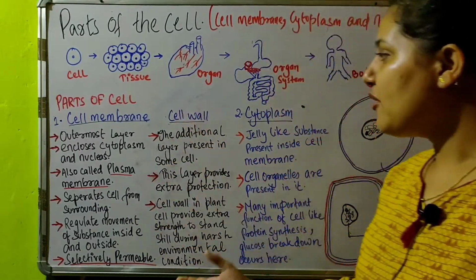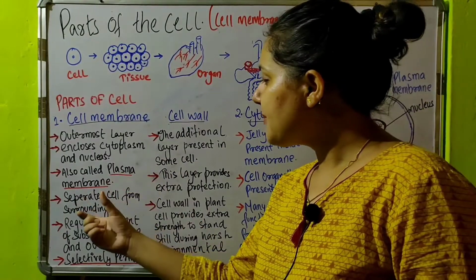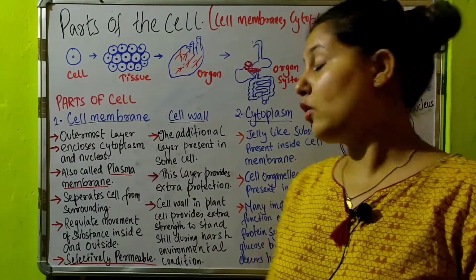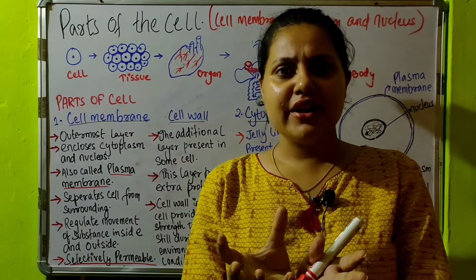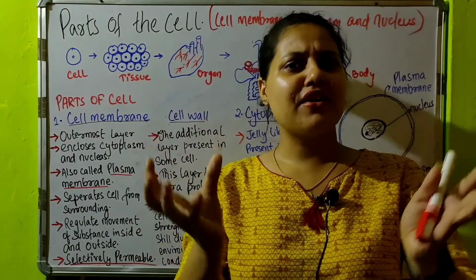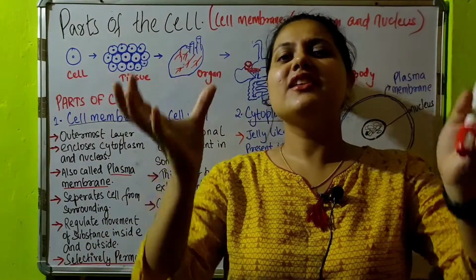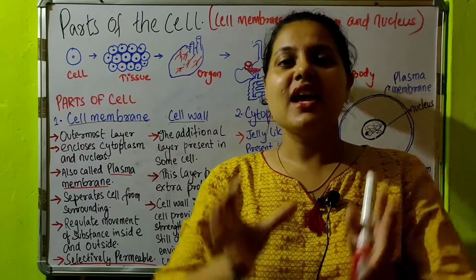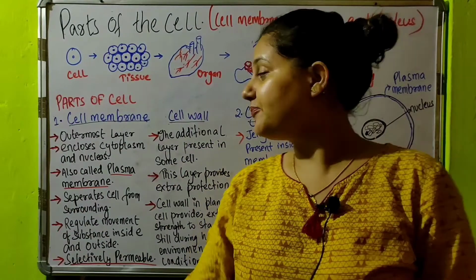All right, now you see it is also known as plasma membrane, right? And it separates the cell from the surrounding. Now what is the function of that? If we are doing like this, that means it is covering the cell, right? And if anything is covering the cell, that means it is surrounding the cell from the outer environment, right?